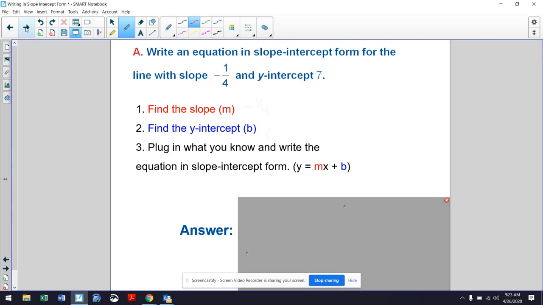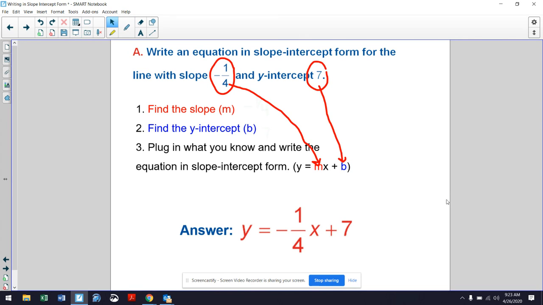So sometimes we'll be just straight out given the slope and the y-intercept. Very easy to write this as an equation if this is what we're given. So we would find that the slope in this case is -1/4. The y-intercept is 7, very clear to see because it's given to us. All we have to do now is substitute the slope in for the m, so that would be the coefficient to x, and the y-intercept is our b value. So putting that all together into an equation, we get y equals -1/4 x plus 7. Very easy to write it when we're given the two pieces of information we need.